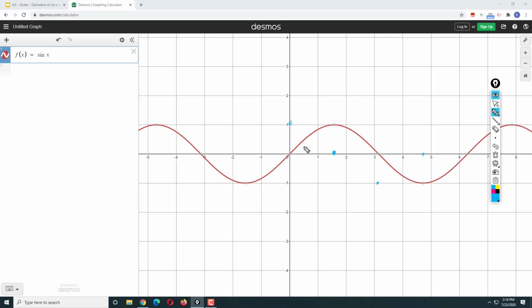And so we see the graph looks like this. Here, at x equals negative 90 degrees, same thing. f prime of x is 0. And then the slope is negative 1 here, and so forth. So in fact, the graph of f prime of x should look like this. It should look like this.